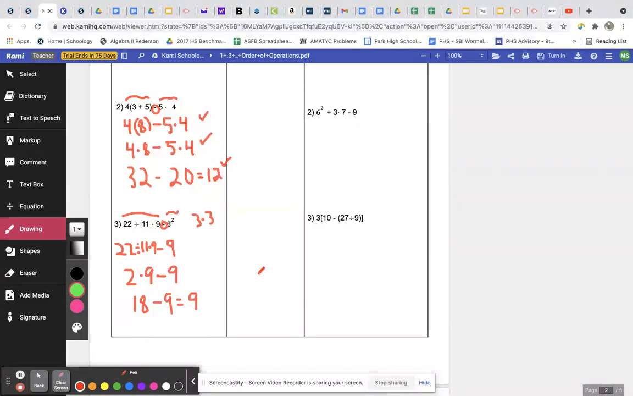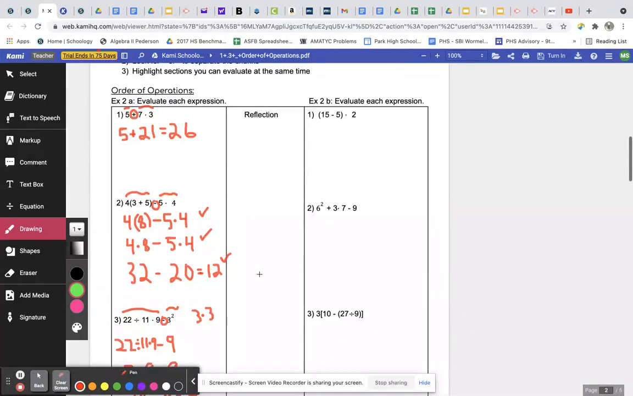Now, you've got a couple of problems. What I'd like you to do is take a look at these problems right here. And then when you're ready, push play, and I'll be right here. Okay? So take a look at these.